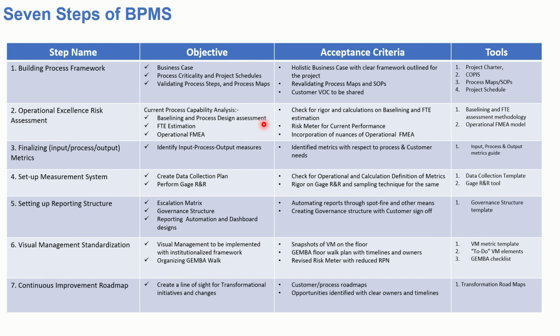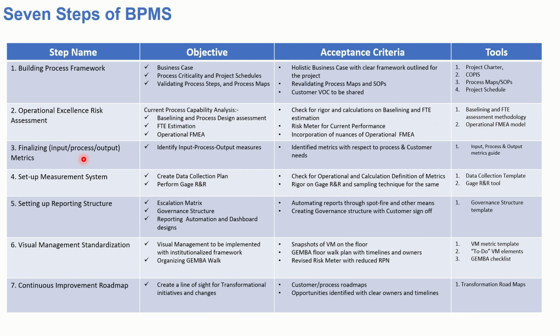The acceptance criteria for this particular step are check for rigor and calculations on baseline and FTE estimation, creation of risk meter for current performance, and incorporation of nuances for operational FMEA. The tools that can be used in this particular phase are baseline and FTE assessment methodology and operational FMEA model.